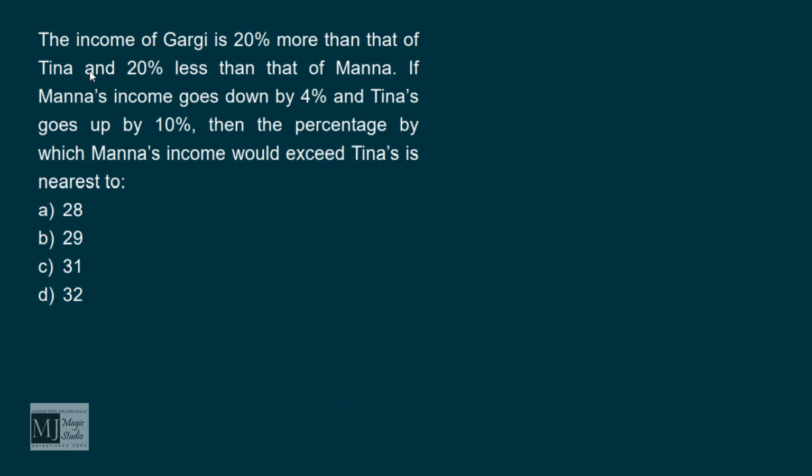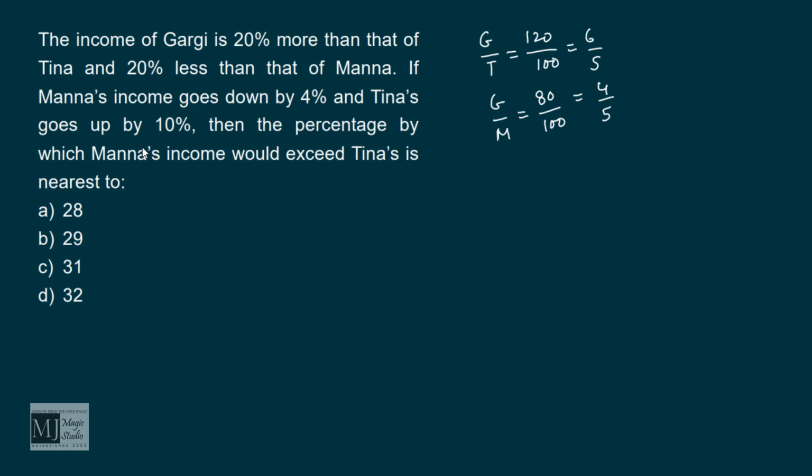The income of Gargi is 20% more than that of Tina. So income of Gargi and Tina: Gargi's income is 20% more than Tina, so this is 120 by 100, or we can say it's 6:5. And 20% less than that of Manna. G by M: with relation to Manna, Gargi's income is 20% less, so it should be 80 by 100. So that should be 4 by 5.